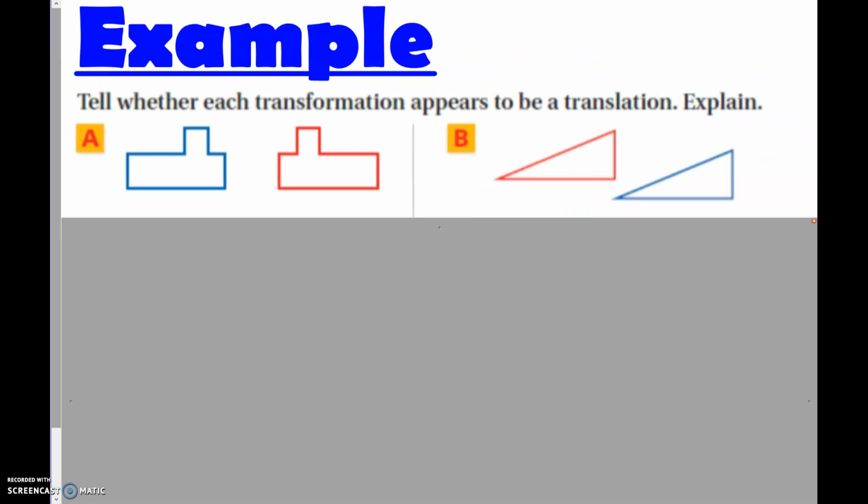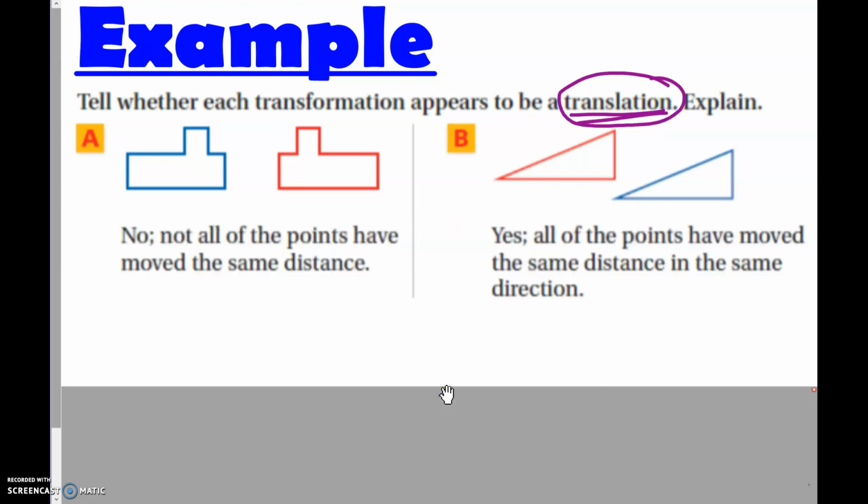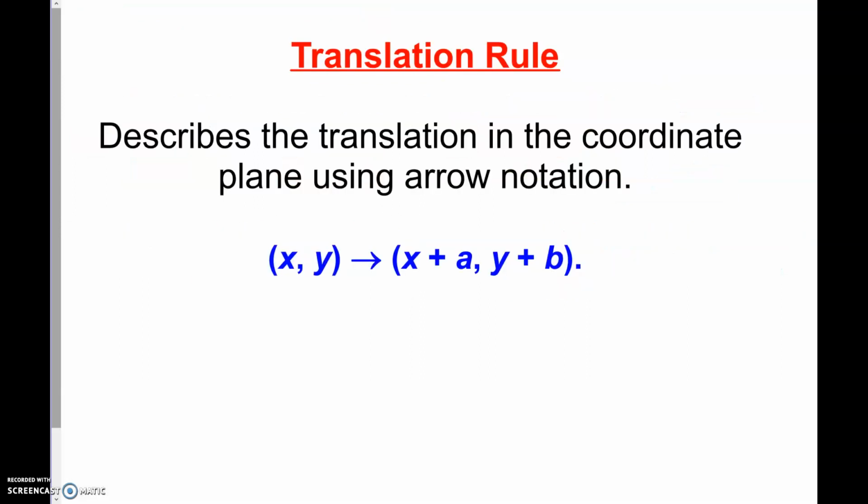All right, so is this transformation a translation? Did they slide from the blue figure to the red figure? And that answer would be no. I could see some of you saying, well, that's a reflection. You're right, it is a reflection, but it's not a translation. And B is yes, all of the points have moved in the same direction and the same distance.